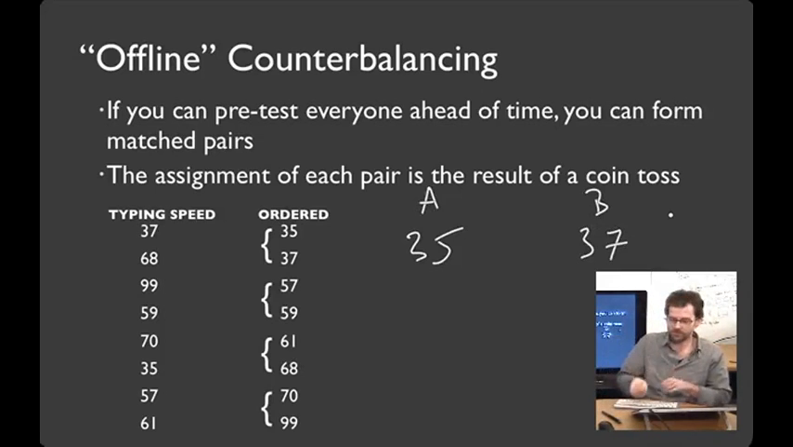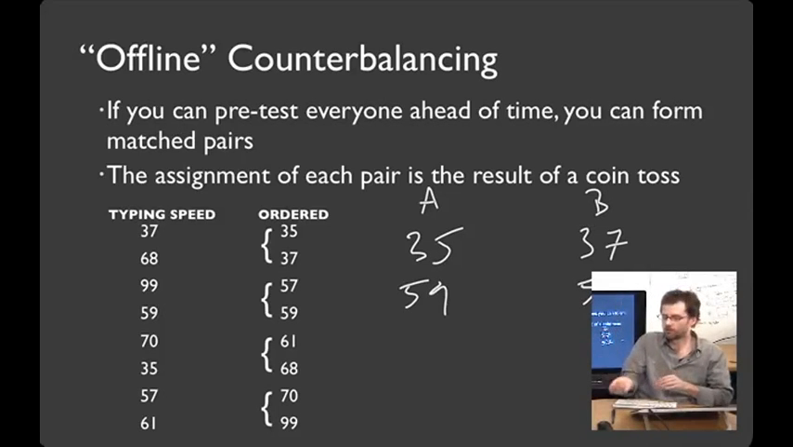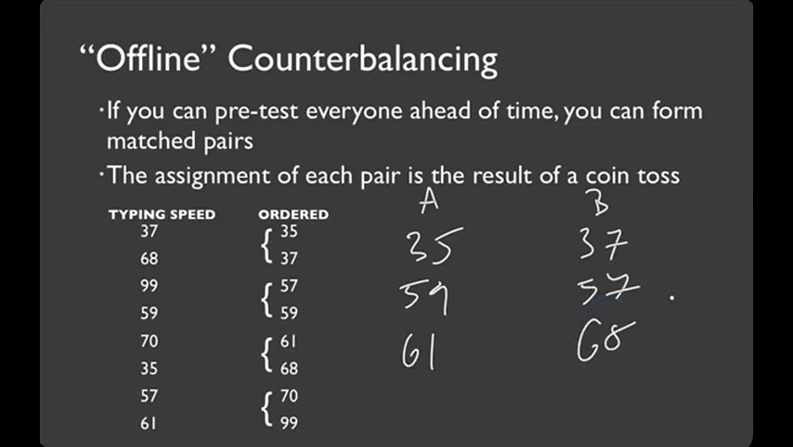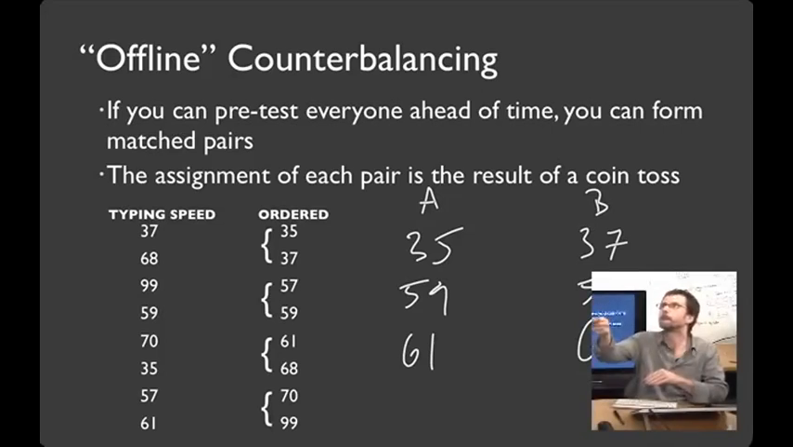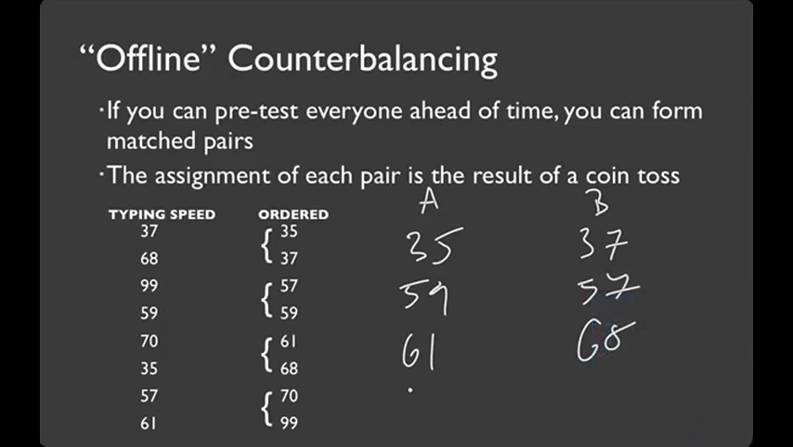So for 35 and 37, that's heads, so we'll put 35 down here in our first condition. 37 goes in the second. Then for 57 versus 59, it's tails, so 59 goes here. Third one's heads, so that gives us 61, 68. And tails. And that gives us 99 goes here, and 70 goes here.